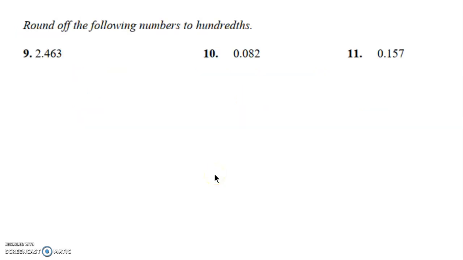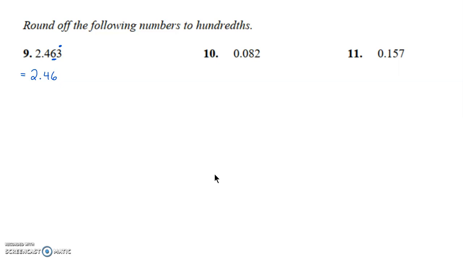I've jumped to the next section where we're rounding to the hundredths place. So number 9, we're finding our hundredths place. Tenths, hundredths is our second position. We look next door, we have a 3. The 3 will not push the 6 up. So we're going to have 2.46, and we drop that 3.